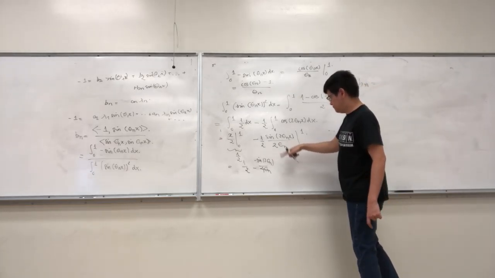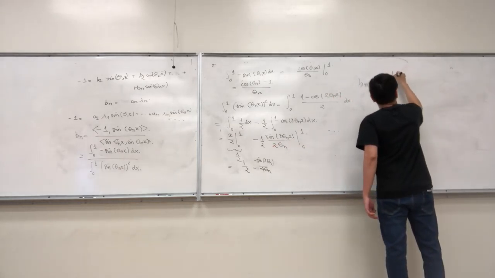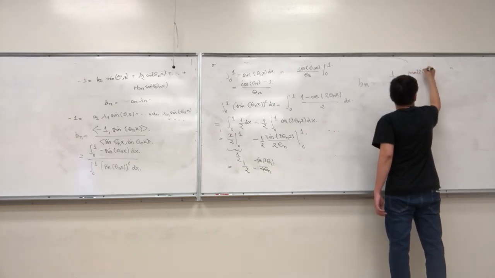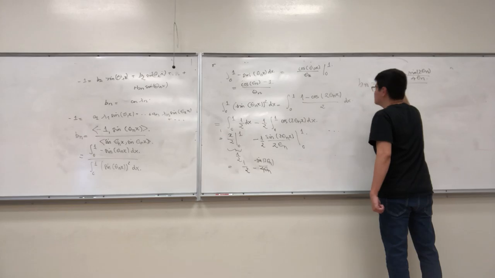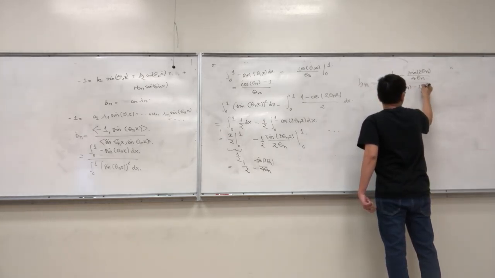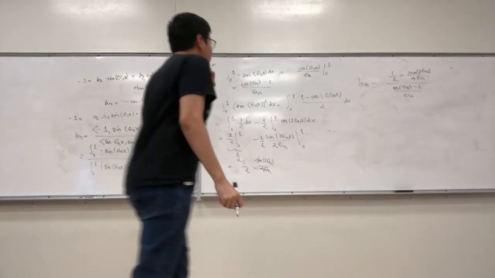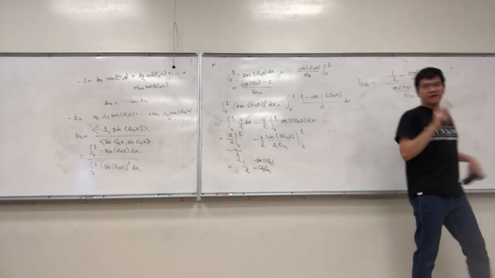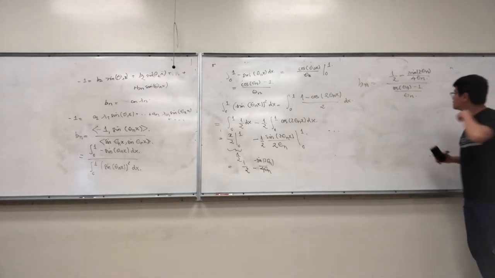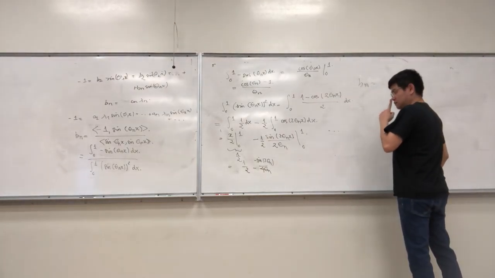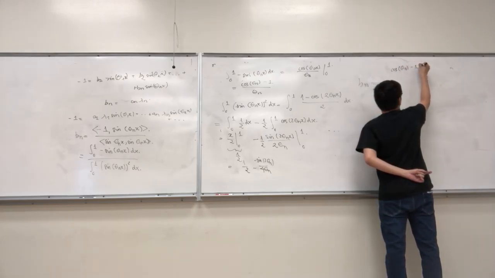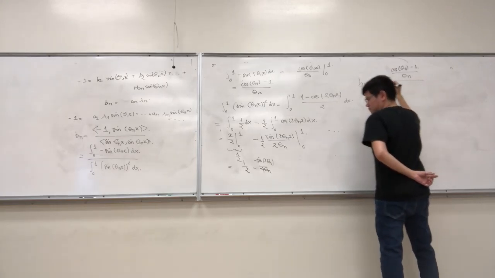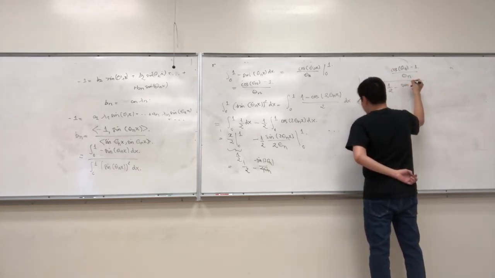Alright, so I'm gonna put everything together and I get bn. So bn will be 1 half minus sinus of 2 theta n over 4 theta n, dividing by cosinus of theta n minus 1. So shouldn't you have that inverted? Okay, thank you. So this is cosinus of theta n minus 1 over theta n, over 1 half minus sinus of 2 theta n divided by 4 theta n.